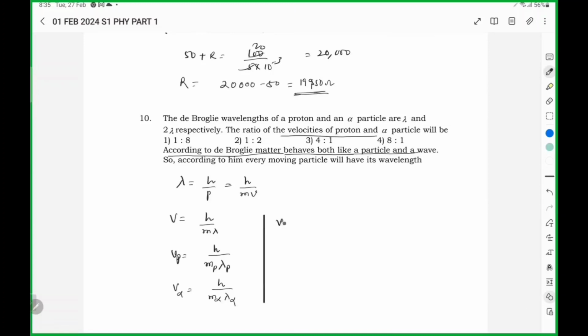So here Vp by V alpha is h by m alpha lambda alpha. So mass of alpha particle is 4 units, here mass of proton, and here lambda of alpha particle is 2 lambda, while lambda is the wavelength of proton. So the ratio is 8:2.